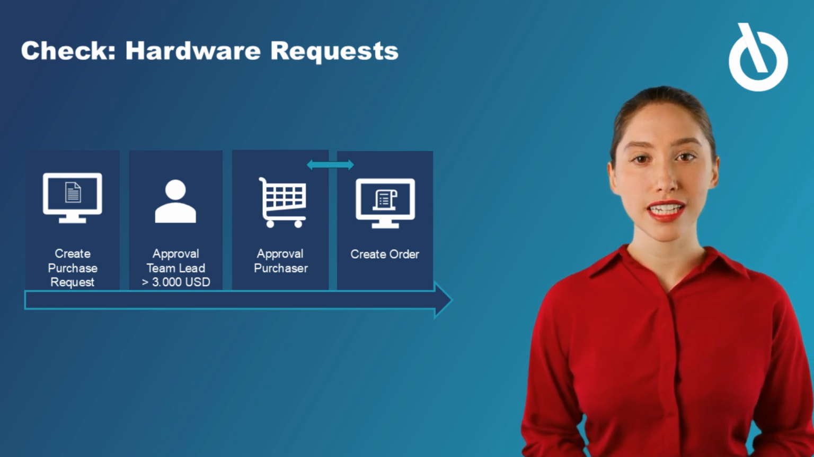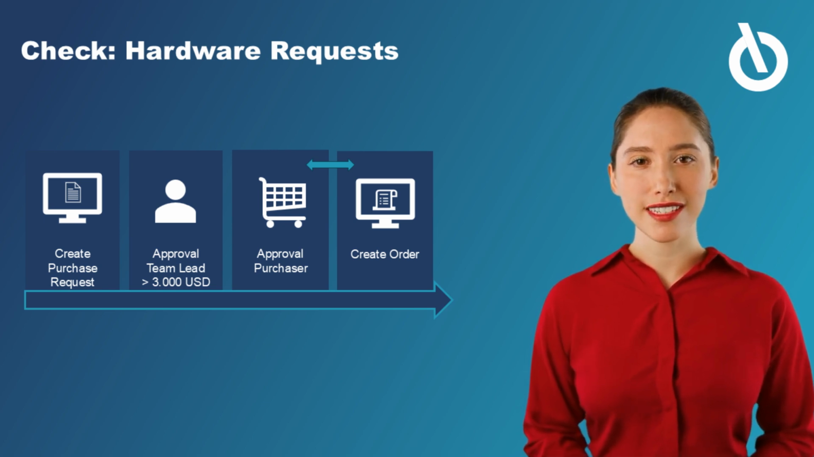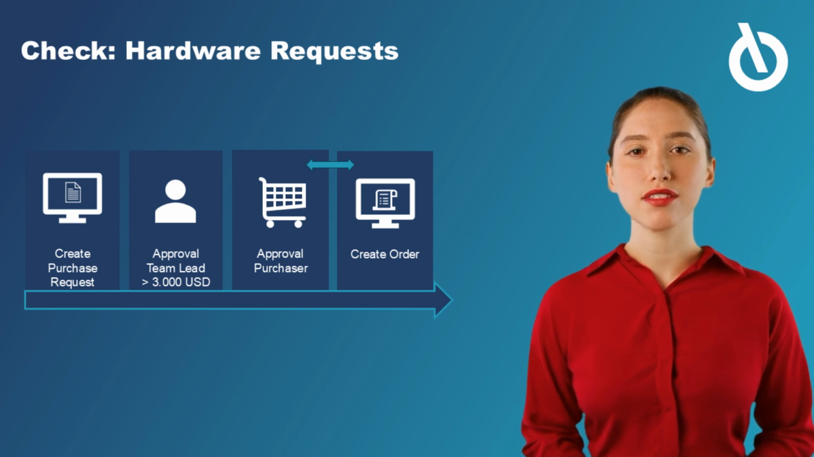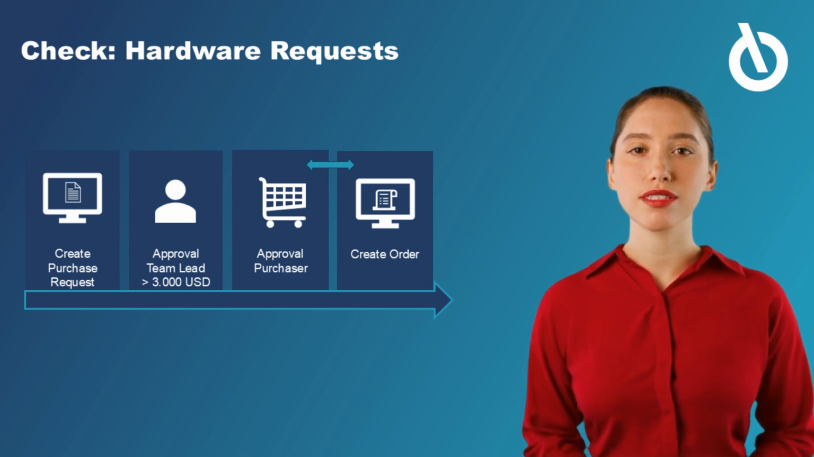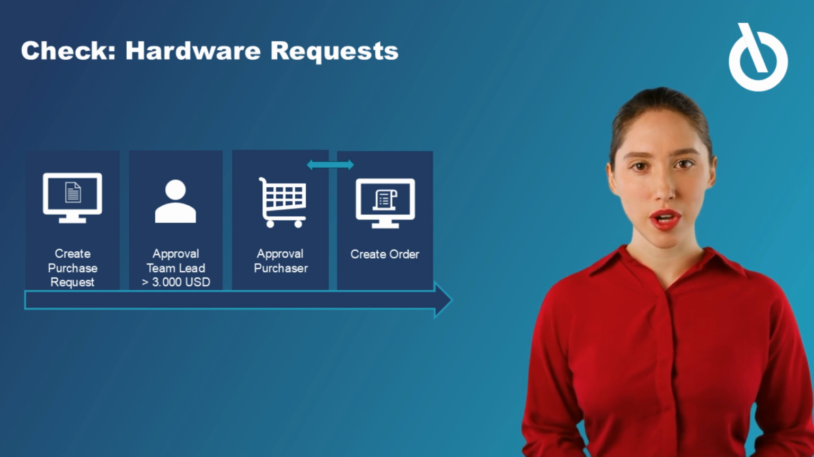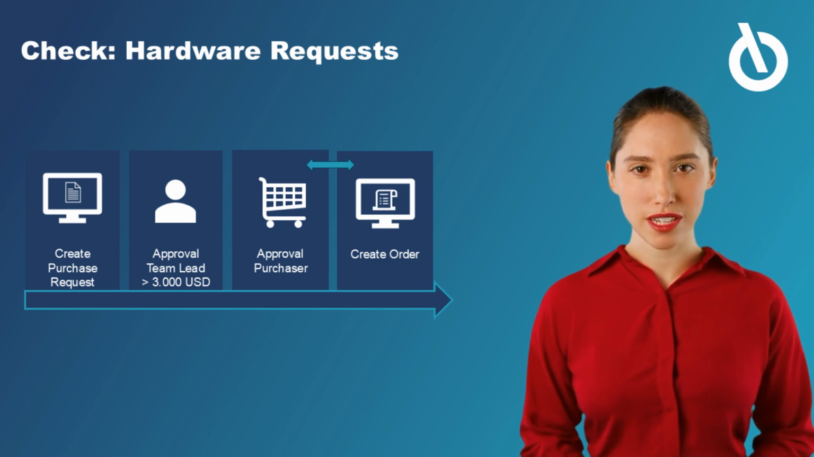The example of checking the purchase request refers to purchasing hardware for employees. The system is set up so that for purchase requests over $3,000, the first step is approval by a team lead. In the next step, a person from purchasing reviews the request and creates the order. For requests under $3,000, only a review by someone from purchasing is necessary.